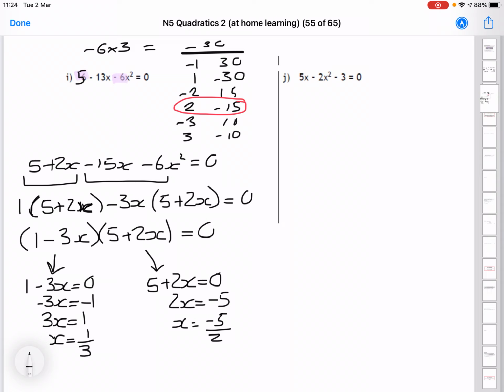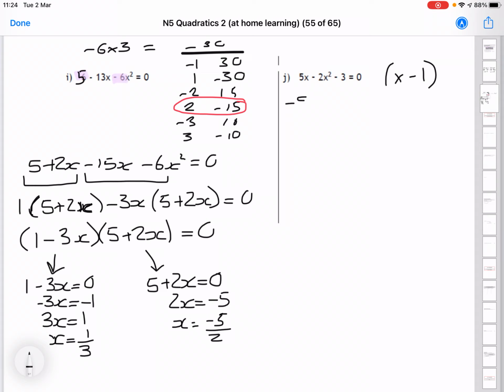Okay, just a few more examples to go through here. So, next one here, we've got 5x minus 2x squared minus 3 equals 0. So this is not laid out in the right order. It should always be your squared term first, then your letter, then your number. What I would do with this is actually, because we have minus 2x squared, to make that easier to solve, I'm going to try and turn that positive. And the way to do that would be to multiply the whole equation by minus 1. That will change the sign of each term.